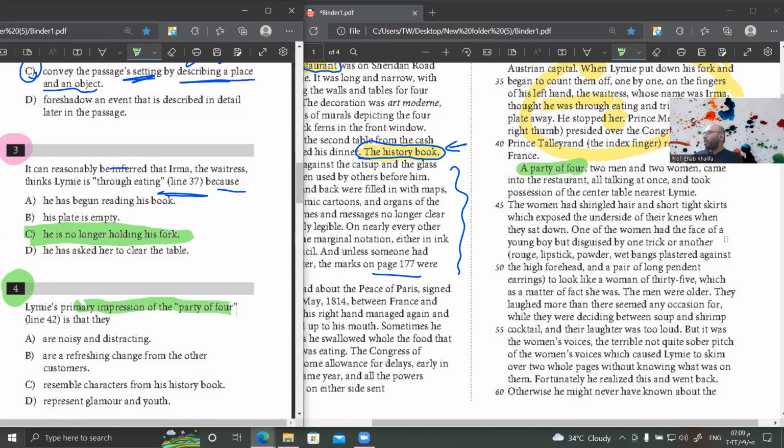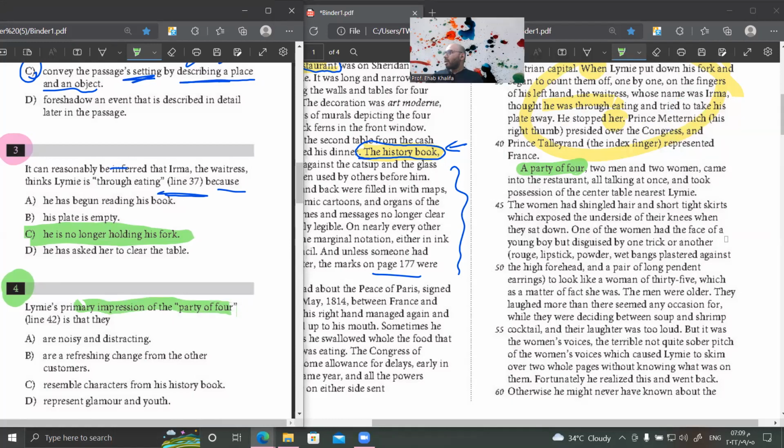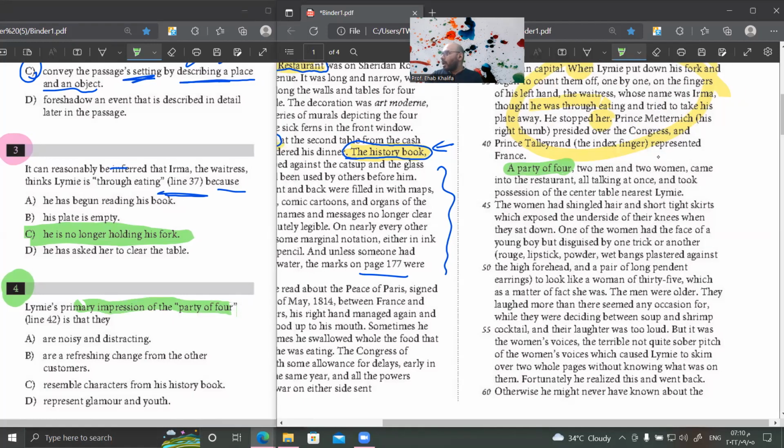So I have here party of four, 2 men and 2 women. See, guys, 2 men and 2 women. So we have a description here of the men and women. If you skim quickly, you find a description of the men and women. But we do not ask about that now. We ask about Laimi's impression about them.